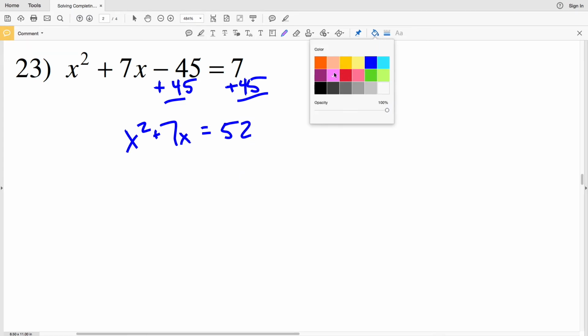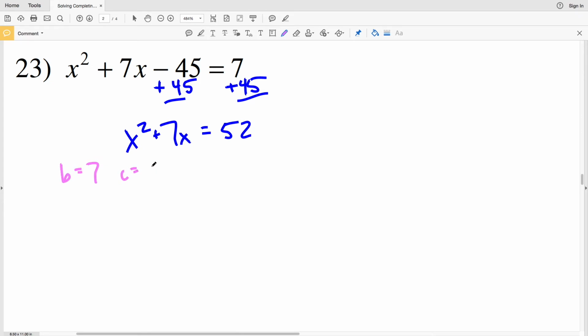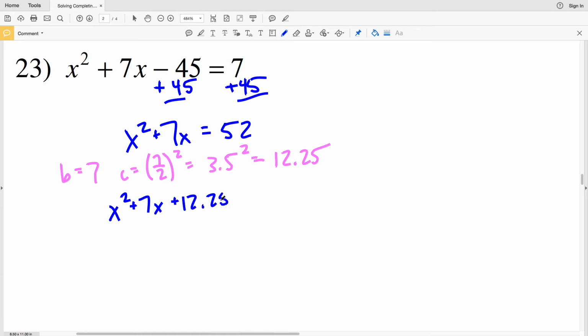So now I'm going to complete the square on my left-hand side. If my b value is 7, my c value is going to be 7 over 2 squared, which, 7 divided by 2 is equal to 3.5, and when we square that, 3.5 squared equals 12.25. So I'm going to add 12.25 to both sides, that c value, so I'll take x squared plus 7x and add 12.25, and that will equal 52 plus 12.25.